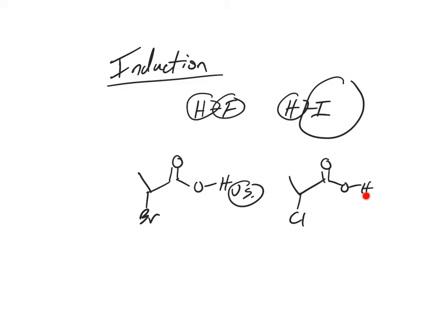Who's going to pull electrons more and polarize? We're talking about the OH bond in each, and both OH products would have resonance, so that's all the same. The only thing that's different is this chlorine and bromine. So you're right, bromine is bigger than chlorine, but that's not what matters here. Which one's more electronegative?